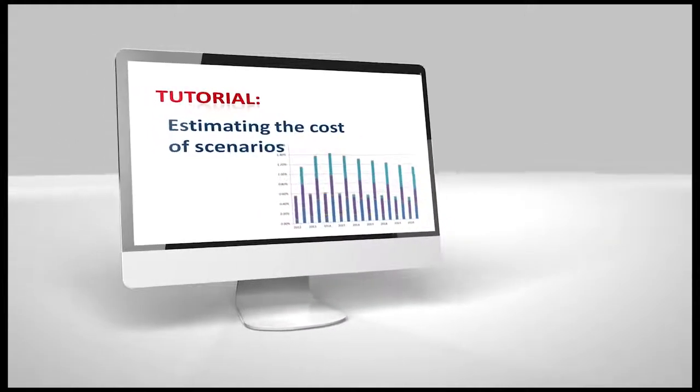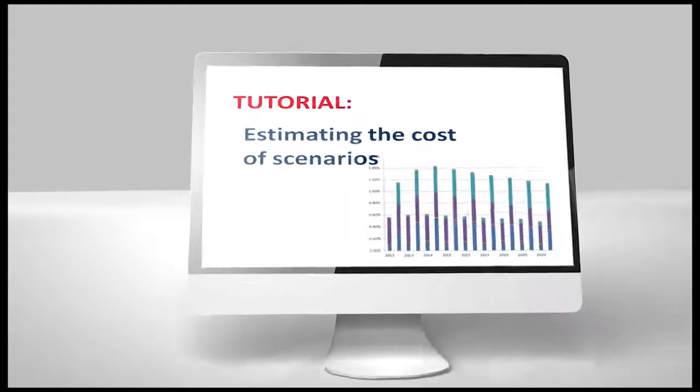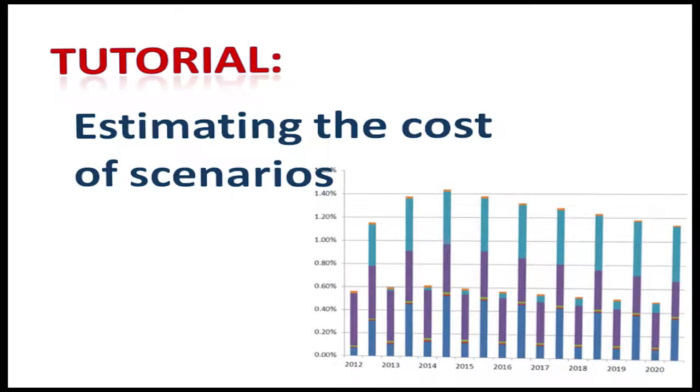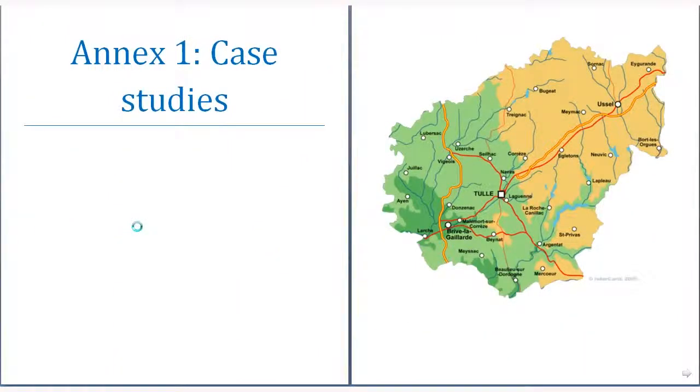This tutorial explains how the cost assessment tool, known as the Rapid Assessment Protocol, or RAP, is used to estimate the cost of implementing social protection provisions. In this video, we first describe the framework of the RAP, and then explain the steps involved in using the RAP in a real-life situation.